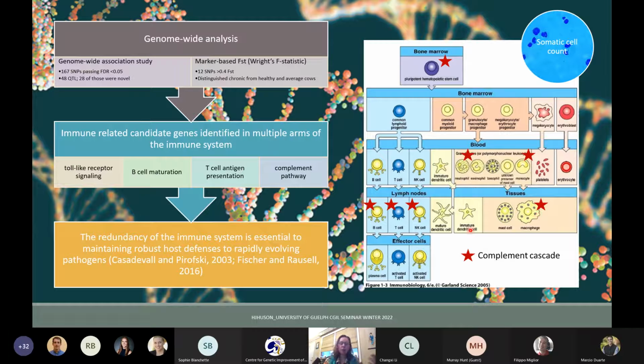So I think the important part here is just thinking about the redundancy of the immune system and how essential that is to maintaining a robust host of defense mechanisms. If one thing fails, another thing can kind of capture it and take care of that disease. So that was, big picture. We had lots of little parts in this study, but bringing it all together.